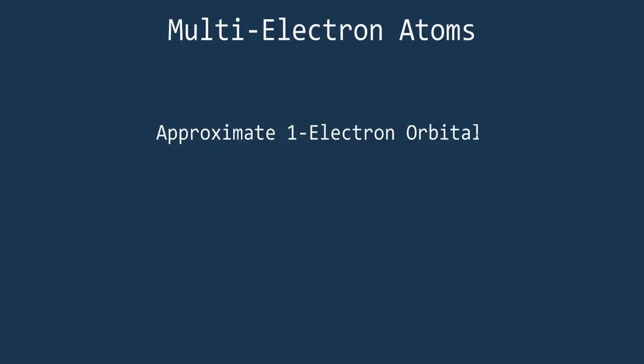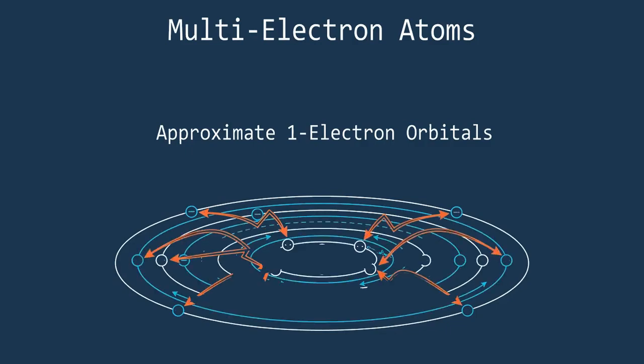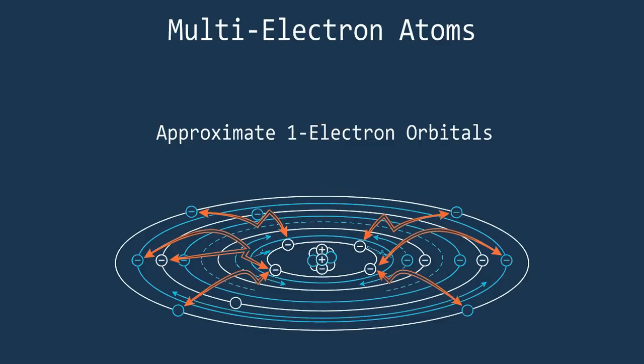In atoms with more than one electron, the situation becomes more complicated. The exact wave function involves all electrons at once. In practice, we use approximate one-electron orbitals. These still resemble s, p, d, and f shapes, but their energies and radial distributions shift because electrons repel each other and partially shield the nucleus.